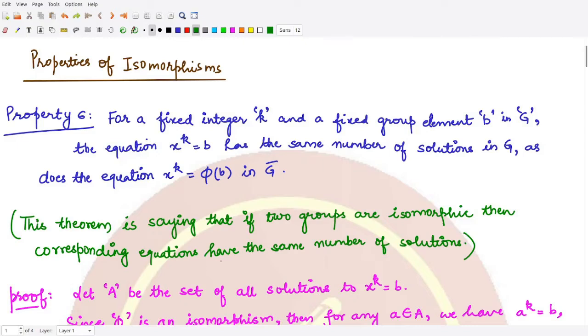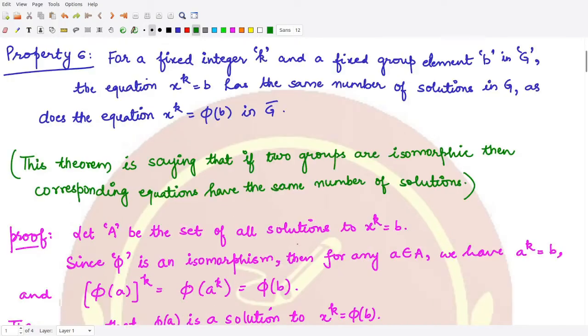So let's have a look at the proof of this result here. We suppose first of all that A represents the set of all solutions to this equation x to the power k is equal to b, right? So this would form a set. We are calling that set A.